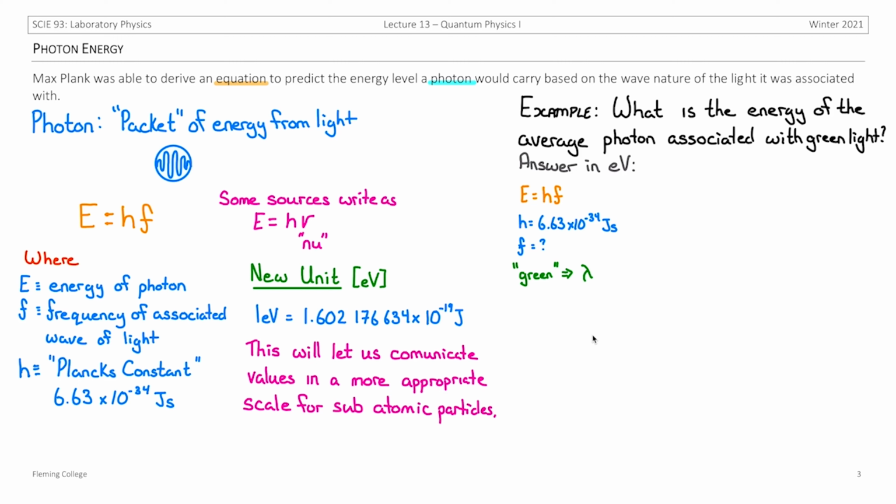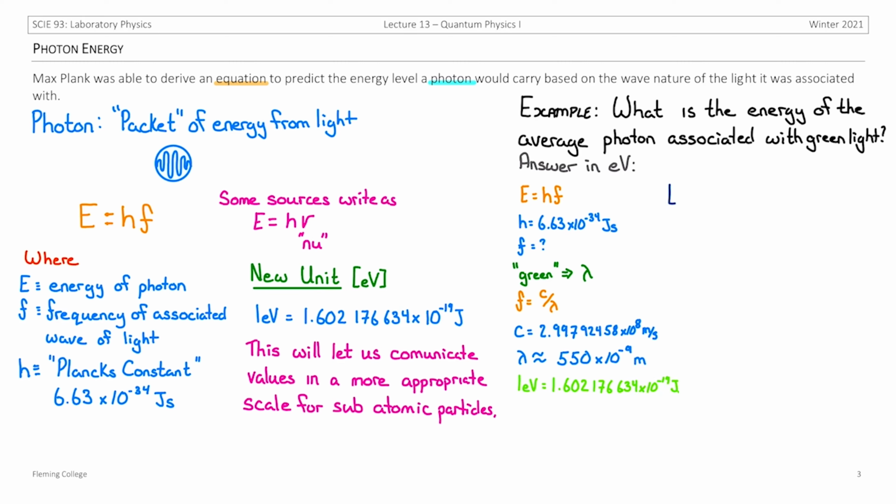So our wave speed equation can be rearranged to get the frequency, which is the speed of light divided by the wavelength. The speed of light is 2.99792458 times 10 to the positive 8 meters per second. And a typical wavelength for green light is approximately 550 nanometers, and nano is the prefix of 10 to the negative 9. And I'm also predicting that we're going to need to make a conversion between joules and electron volts.